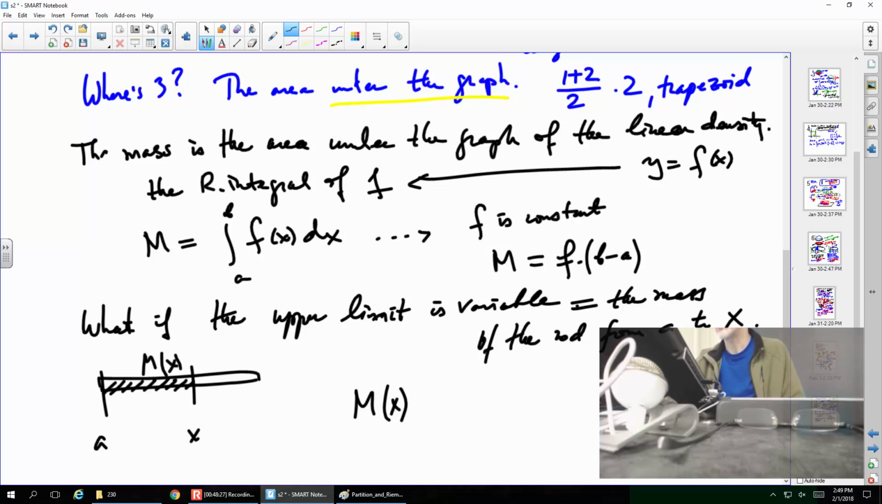Then what do we know about this function relative to f? The word I'm looking for is antiderivative, right? If you take a Riemann integral and make the upper limit variable, you end up with the antiderivative of the function. Okay, so we'll just continue on next time.